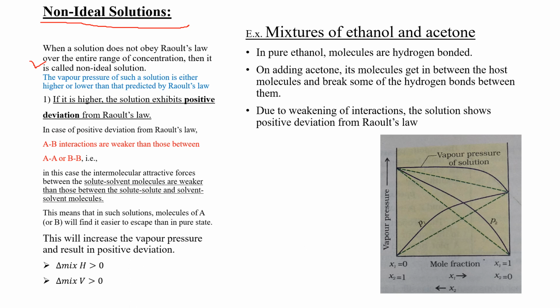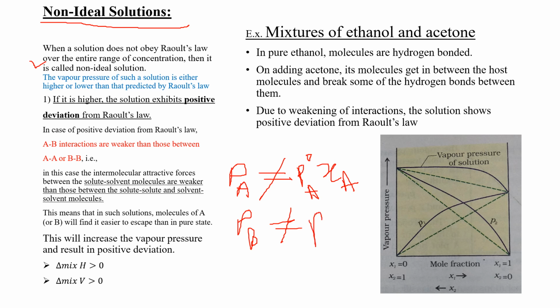So as the solution does not obey Raoult's law, what does it mean? It means the value of partial pressure of component A will not be equal to the multiplication of its pure component vapor pressure and its mole fraction. Similarly, for component B, the partial vapor pressure of component B will not be equal to the vapor pressure of pure component B times its mole fraction.